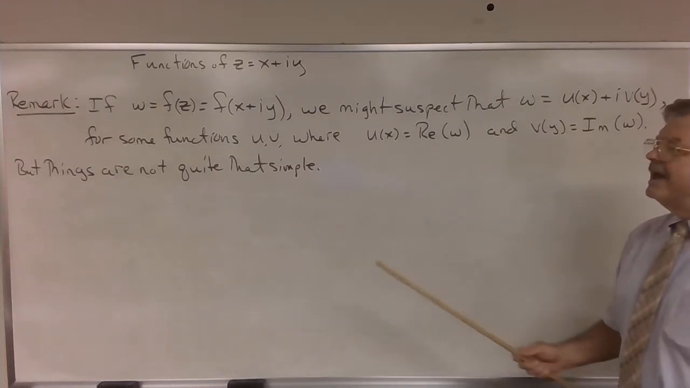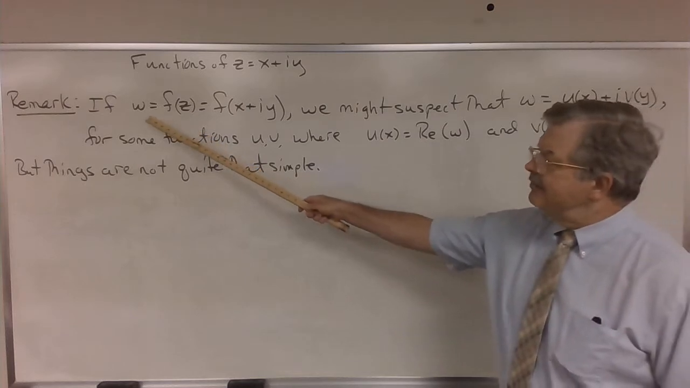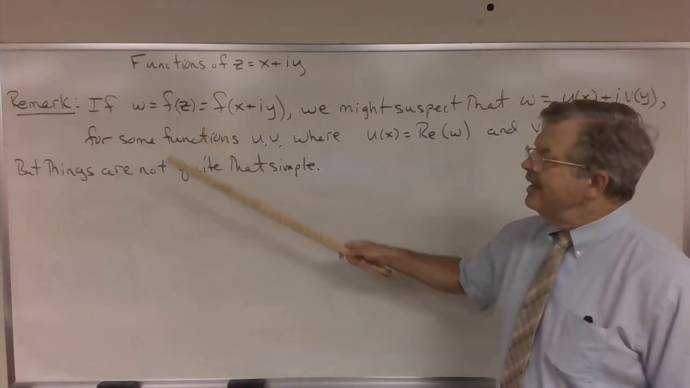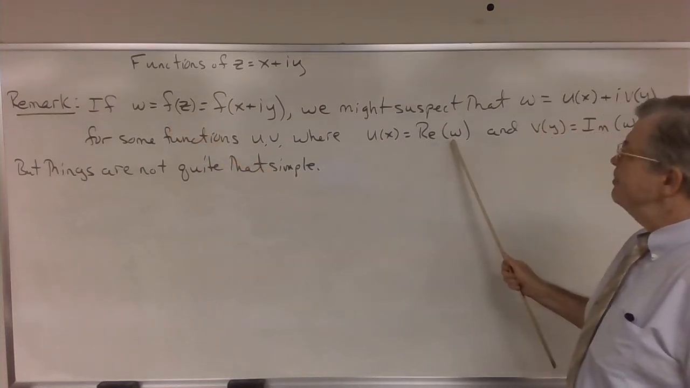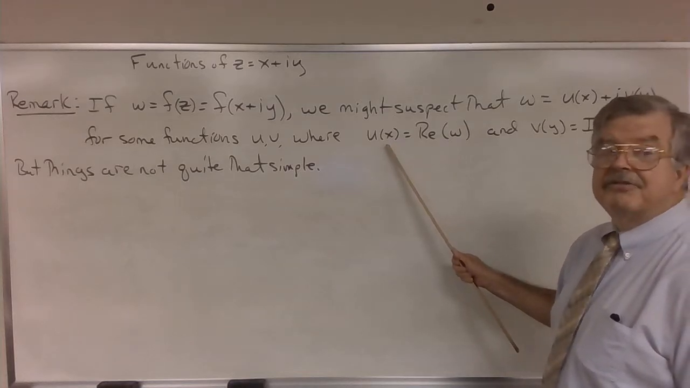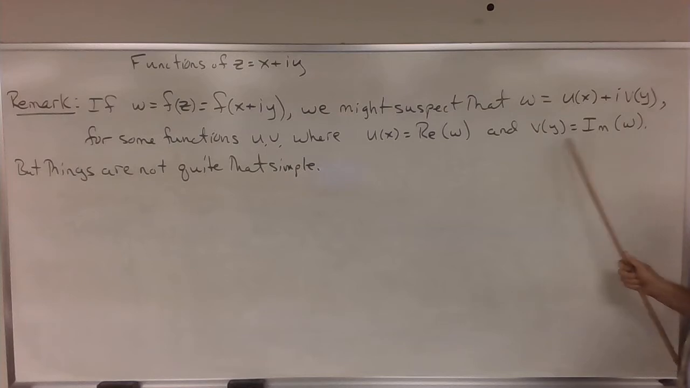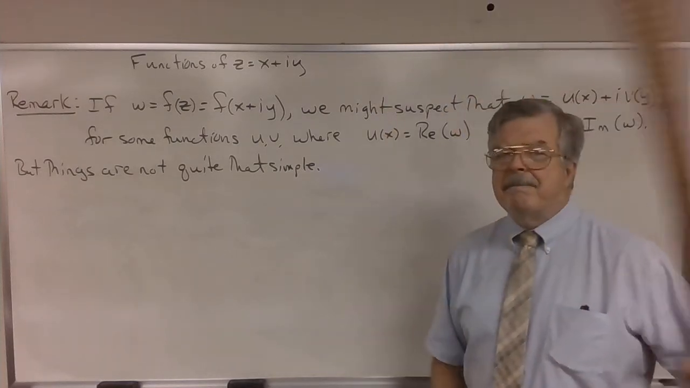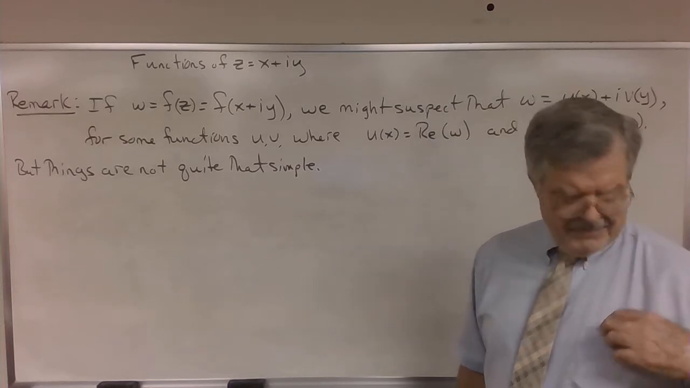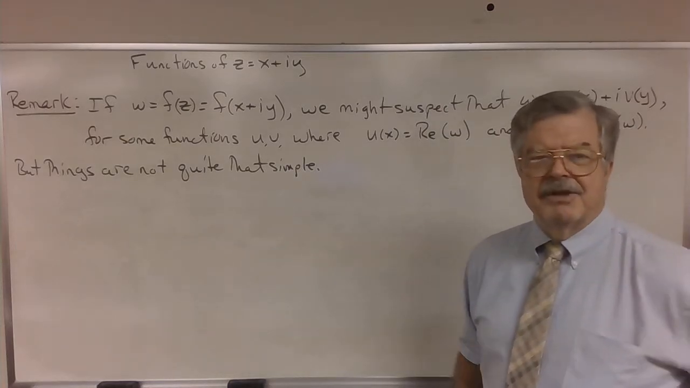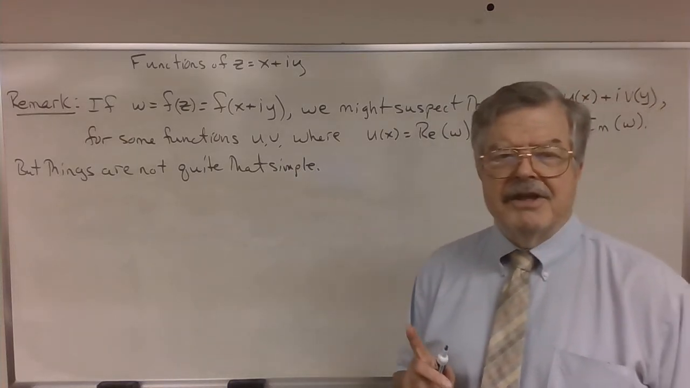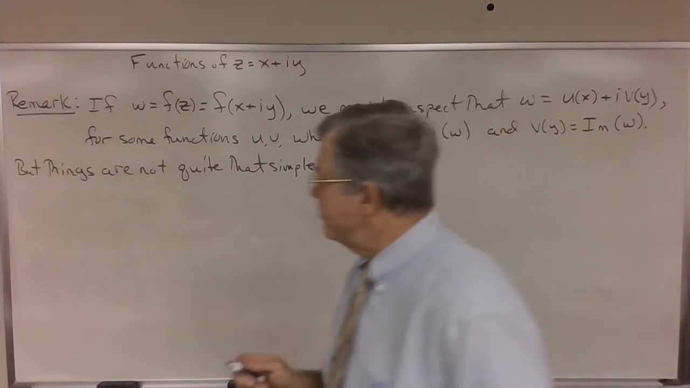In other words, we might imagine that if w is a function of z, then the real part of w is a function strictly of x, and the imaginary part of w is a function strictly of y. But that's not the way it usually works. And to see that, let's just consider an example.